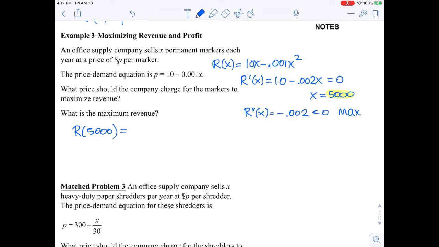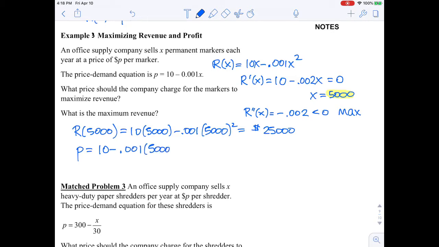You just substitute 5,000 into our revenue function, and when you do that, you get 25,000. And what is the price that we should charge? Substitute 5,000 into our price demand function, and you get $5. So when we sell 5,000 markers, we'll reach our maximum revenue at 25,000 if they're sold for $5.